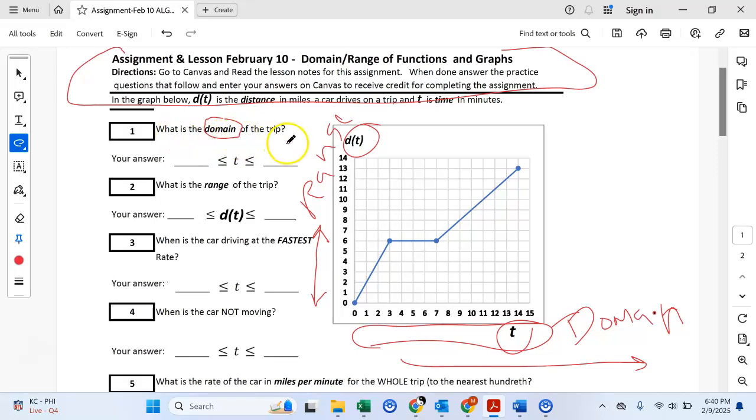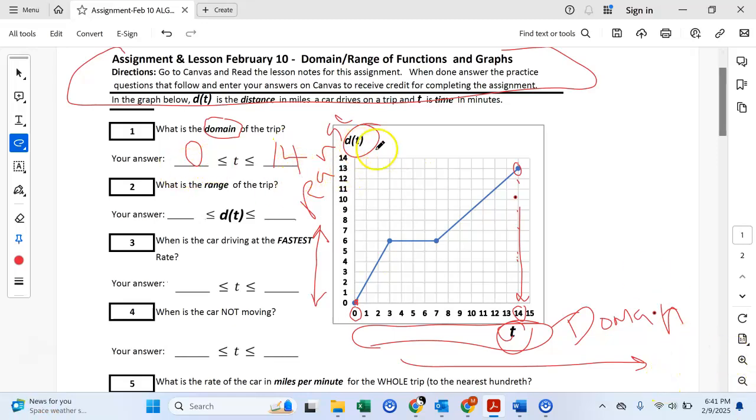So what is the domain of the trip? The domain is from the very beginning of the function to the end of the function. What values does it include? Well, you start right here and you look at the value. What's the first value? You look at the domain value, in this case, the t value. So it starts at 0, and it goes all the way to this value right here. And what is that? That is 14. That's the domain. So that is your answer for number 1, 0 to 14.